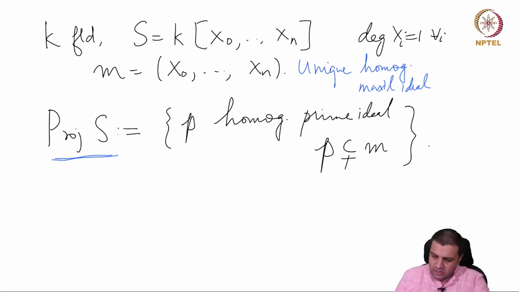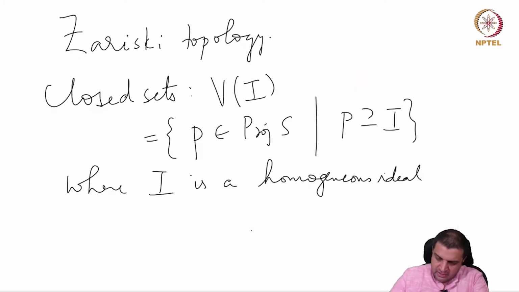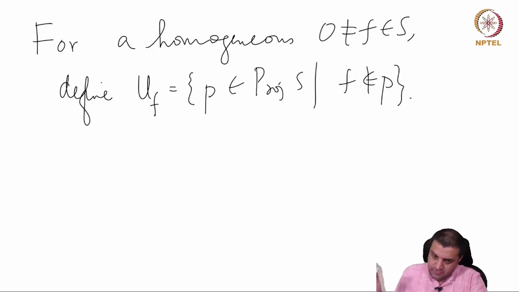Now, how we give it the Zariski topology. For closed sets, here is some abusive notation. I don't want to introduce new notation just for this one. When we write V of I, where I is a homogeneous ideal of S, we look at the elements P in Proj S, meaning homogeneous prime ideals not equal to the maximal ideal, that contain I. All the ideals on this page are homogeneous, and P is a prime ideal not equal to the homogeneous maximal ideal. So this is the Zariski topology.